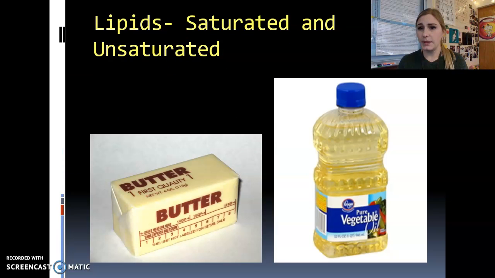Now, lipids also come in unsaturated and saturated. So we have the triglycerides, phospholipids, and the steroids. Now, the trick is the fatty acids in both triglycerides and phospholipids, those are the things that are either saturated or unsaturated. So when you have fat in your body, that is produced in a triglyceride form from the fatty acid chains that are either saturated or unsaturated.